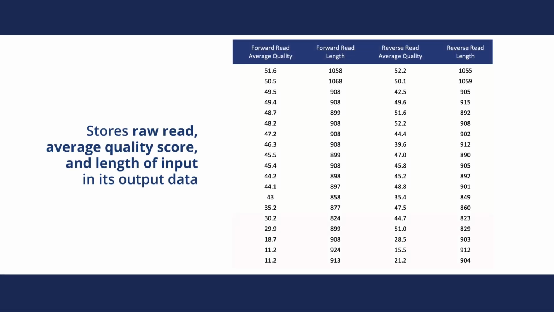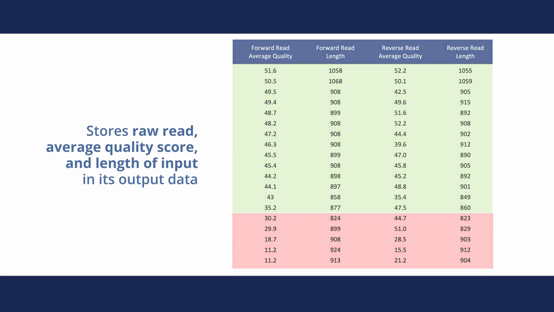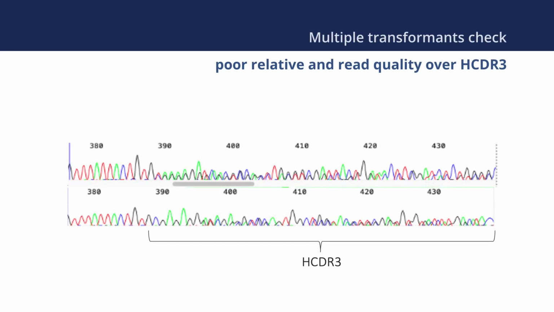Despite any filtering or trimming, the Quick Sanger flow stores sequence data in its output file for assembly diagnostics. Additionally, this flow offers the option to flag wells with potential multiple transformants observed via read quality across HCDR3.